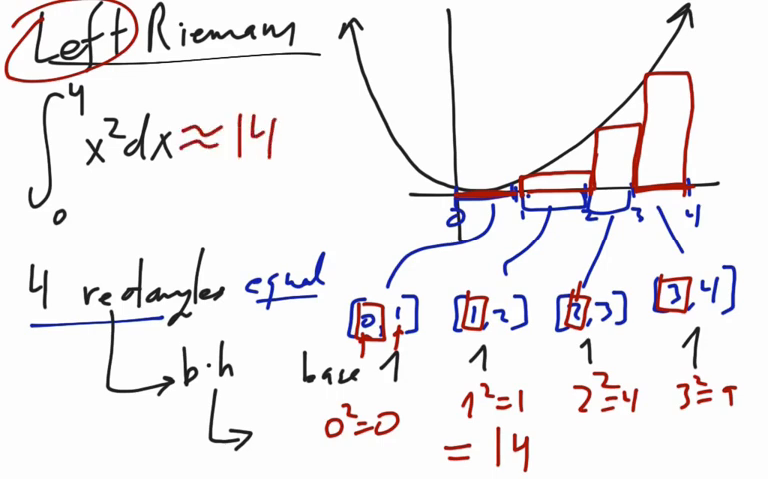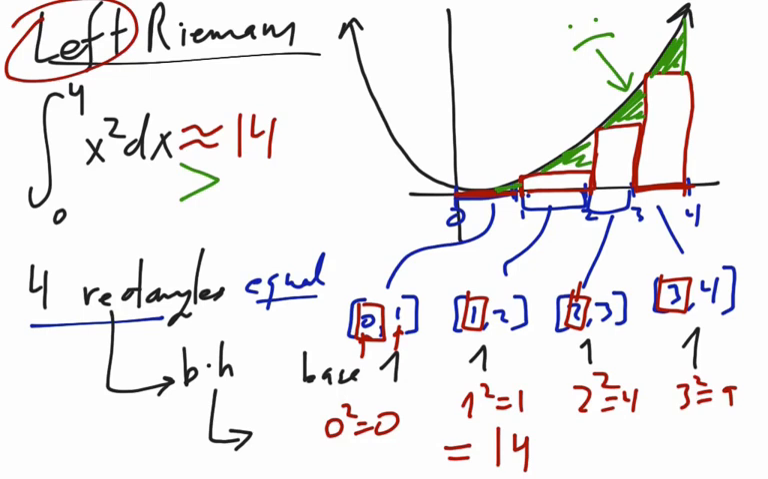Notice a few things. First thing, this is obviously an underestimation, because notice that we have these green areas that we did not count. And so actually the true area has to be bigger than 14 because we've left off these areas here. That was a smiley face, but it is actually a frowny face.